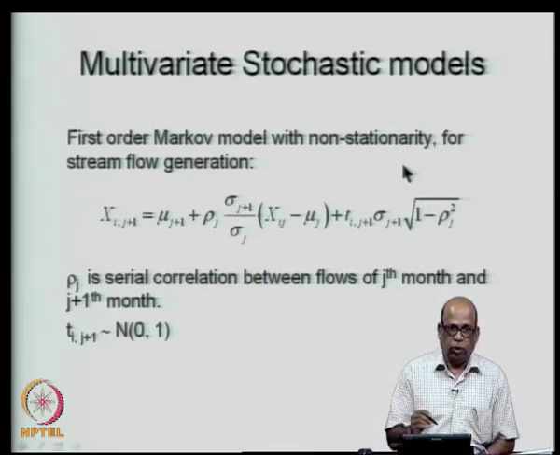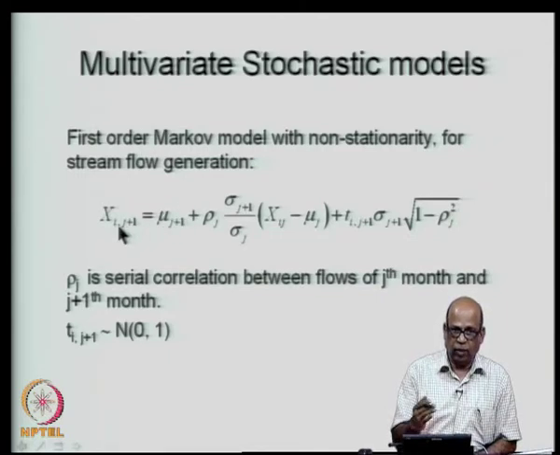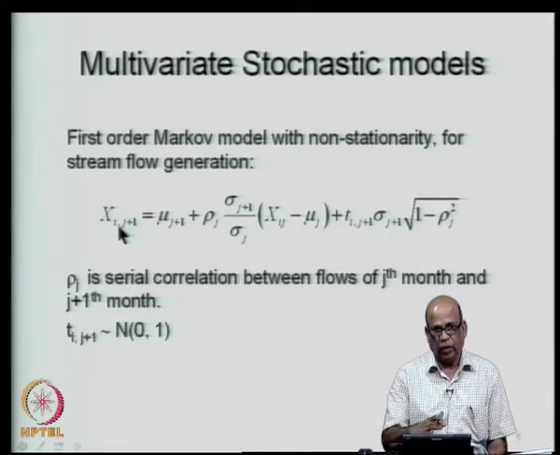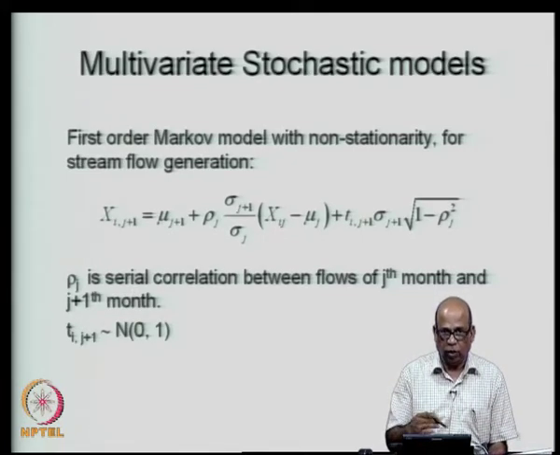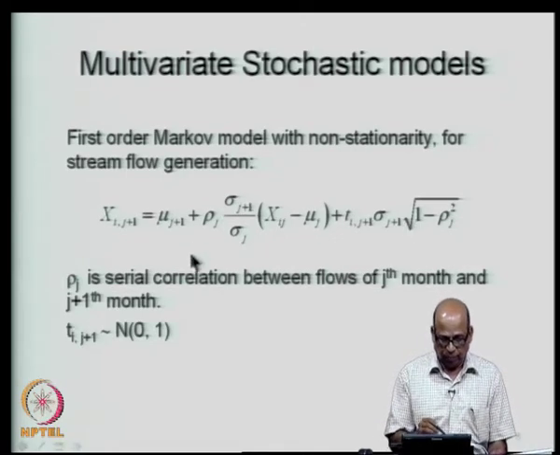When we introduced the non-stationarity, what we did was make the mu, which is the mean, change from time period to time period. So, you are generating for time period j plus 1, and then you will consider the mean of flows during that period. We generally apply these models for stream flows. So, I keep on using flows, but these models are applicable to any random variable.